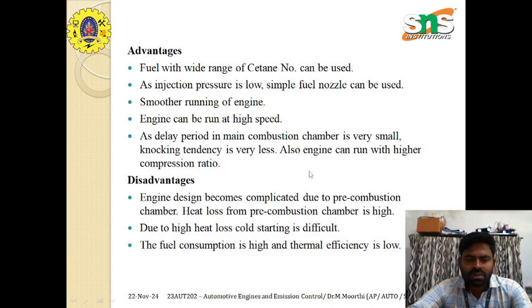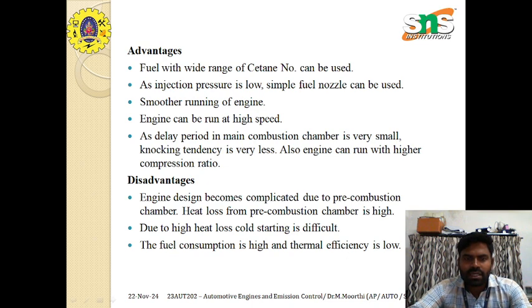The advantages of this are that fuel with a wide range of cetane number can be used, injection pressure is low, and a simple fuel nozzle can be used. The engine runs smoother and can run at high speed, and the ignition delay period is minimized. The disadvantages are that the engine design becomes complicated due to the pre-combustion chamber, and the heat loss from the pre-combustion chamber is high. Due to the high heat loss, cold start is difficult, fuel consumption is high, and the thermal efficiency is low.